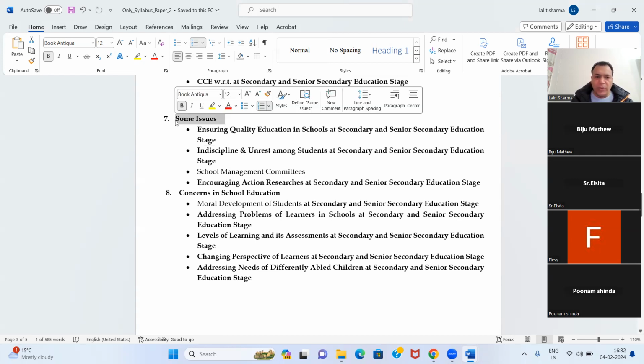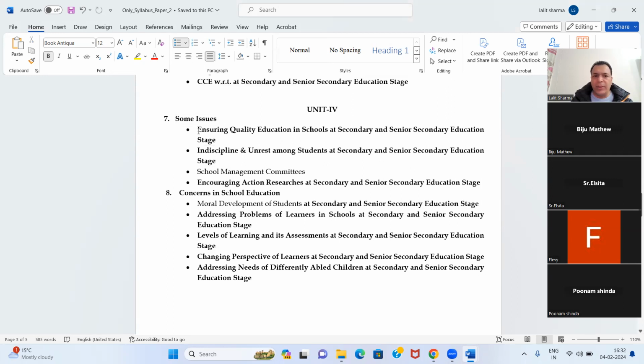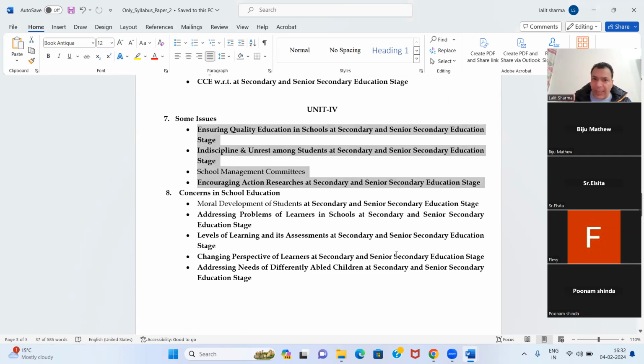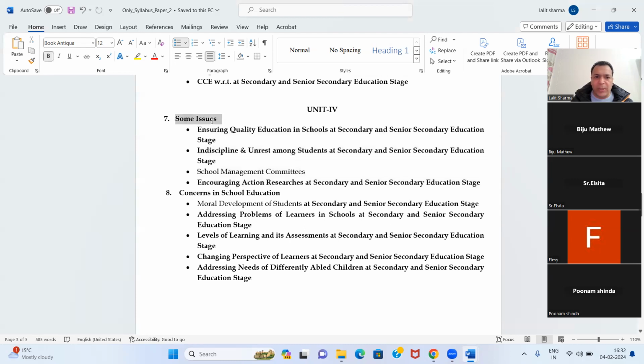some issues. So then guys, what you have to do here, you have to talk about what are the issues, what are the problems in senior secondary or secondary education. What is secondary education? 9th class, 10th class. Senior secondary, +1 and +2. So regarding this, you have to talk about some issues, and you have to talk about ensuring quality education. Okay, and ये देखिए, this is a very important topic, और ये questions always आता है guys. This is important: indiscipline and unrest among students. Okay. So इसी के बीच में, everything is covered.